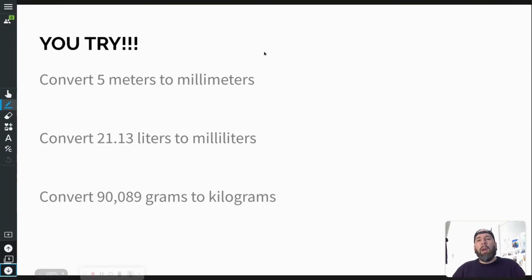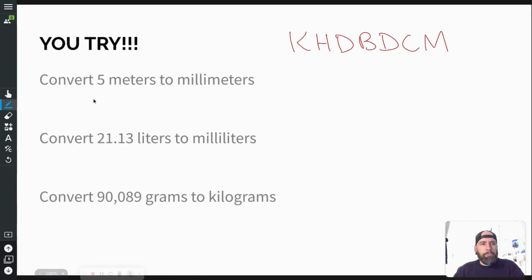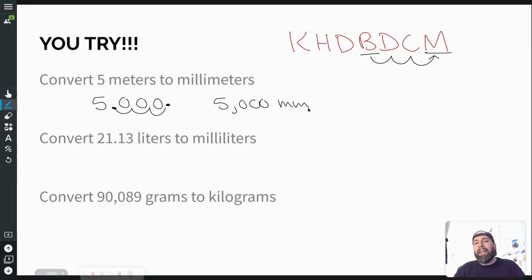Welcome back. King Henry died by drinking chocolate milk. Convert 5 meters to millimeters. So we're going from the base to the right, 1, 2, 3, we're getting smaller. So write out 5, put a decimal where a decimal should be, and go to the right 1, 2, 3, and put a new decimal there. Fill in the blanks with zeros, 3 of them, and we end up with 5,000 millimeters.